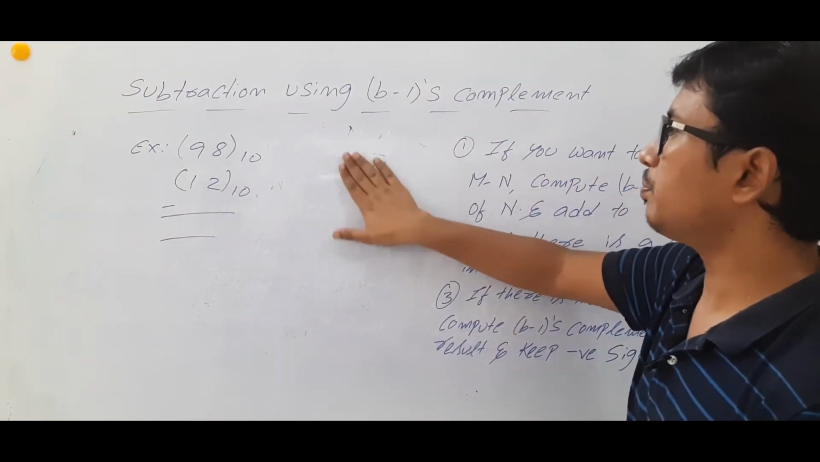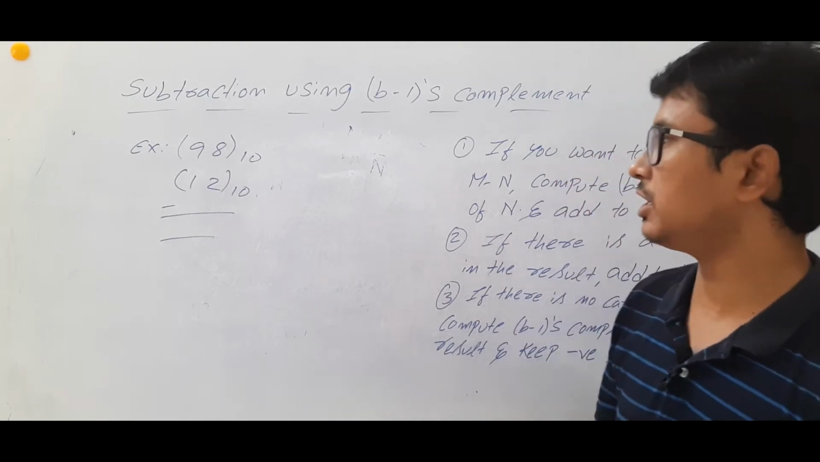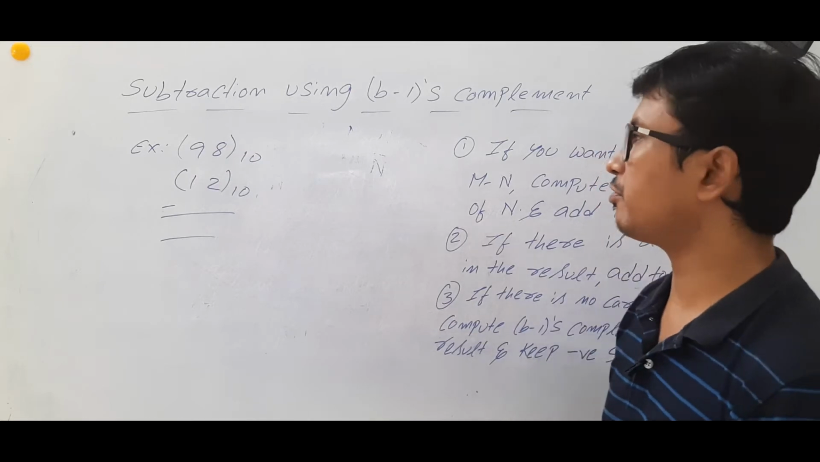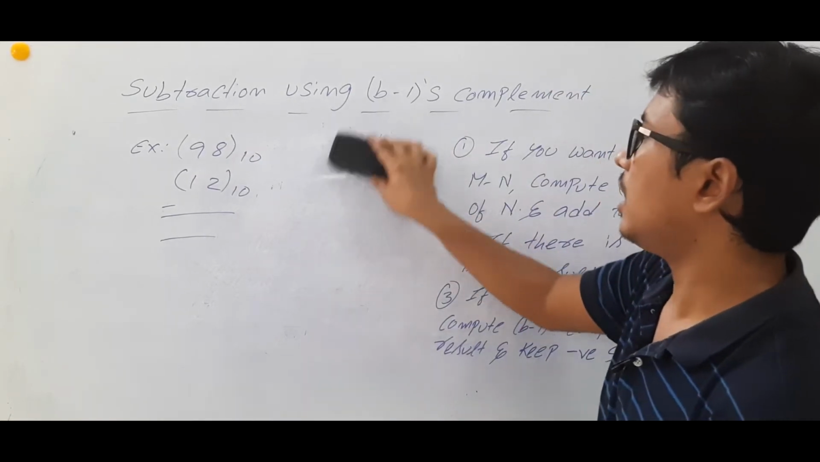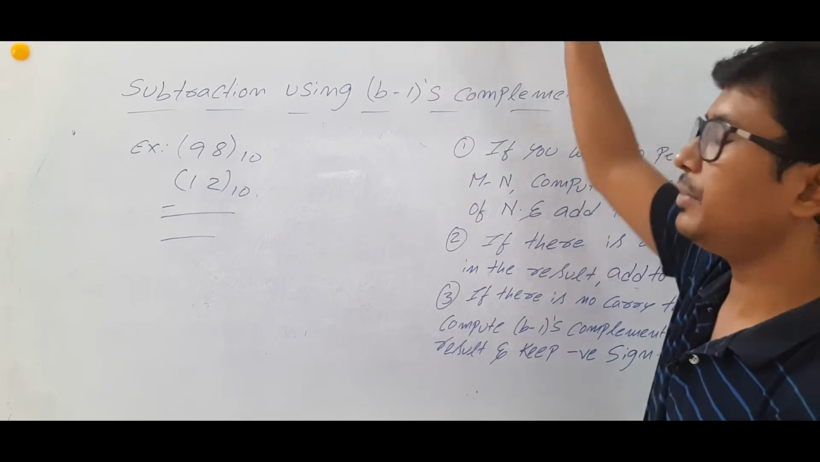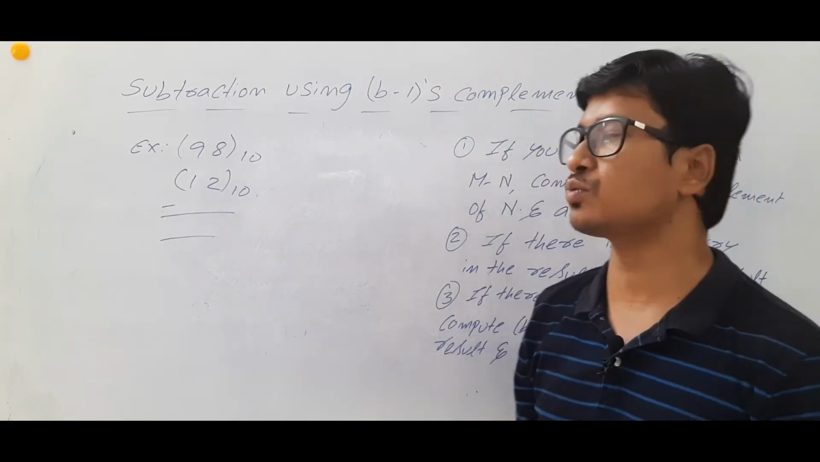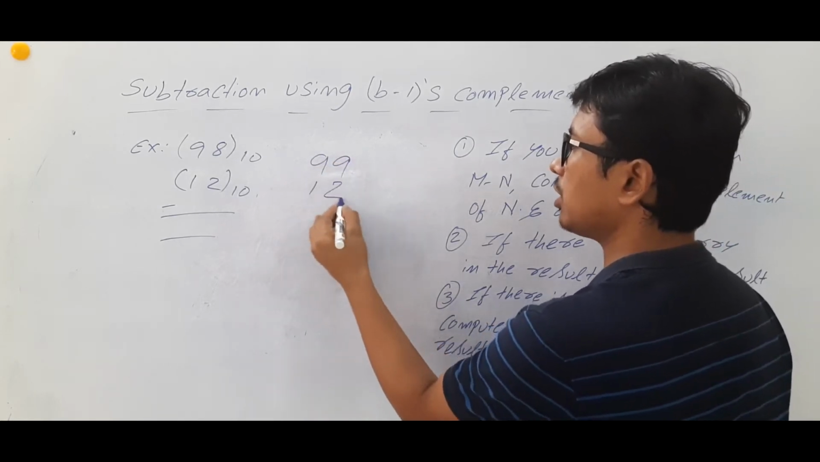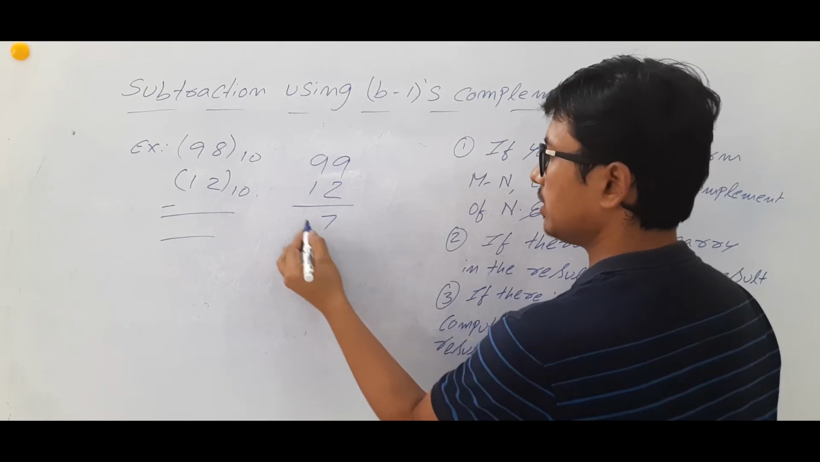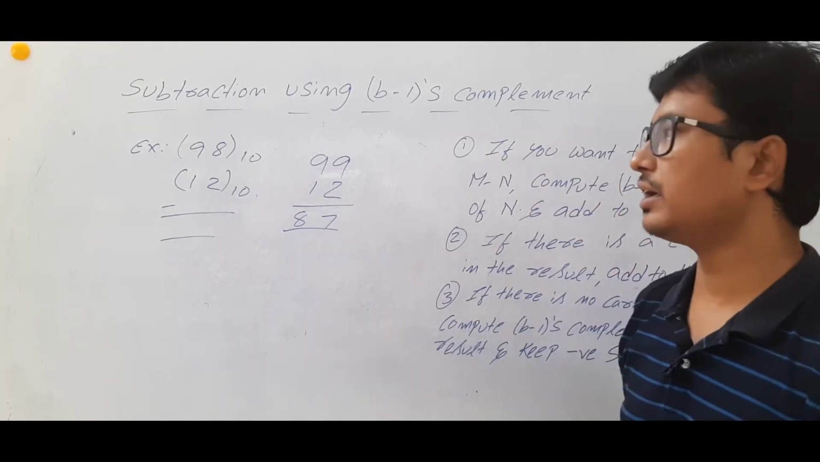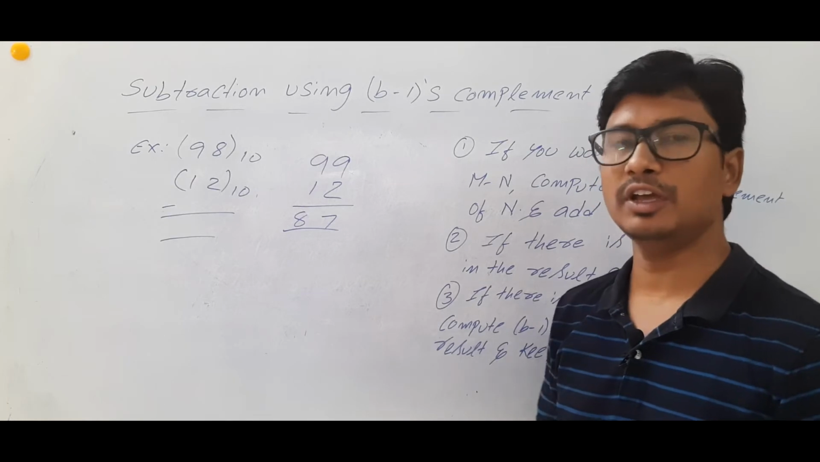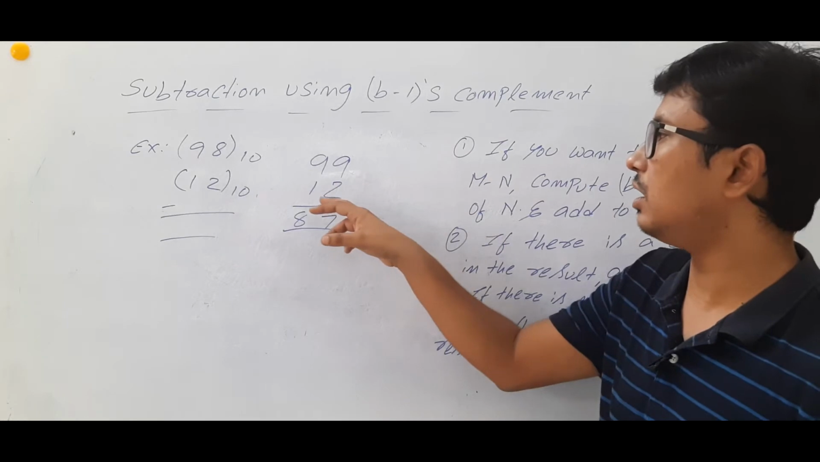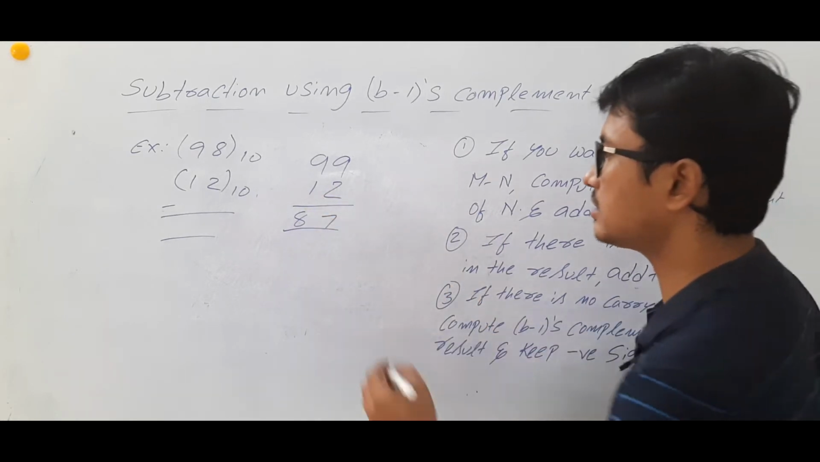Okay, so now I want to perform 98, which is a decimal number, minus 12, which is also a decimal number. If I want to perform this subtraction, what should I do first? I should do the b minus 1's complement, meaning the 10 minus 1's complement, of 12. So 9's complement of 12 is 87. How did I get the 87? I have already discussed it in the previous example. If you have not watched that video, I request you to go and watch it. So this is the 9's complement of 12, so 87.